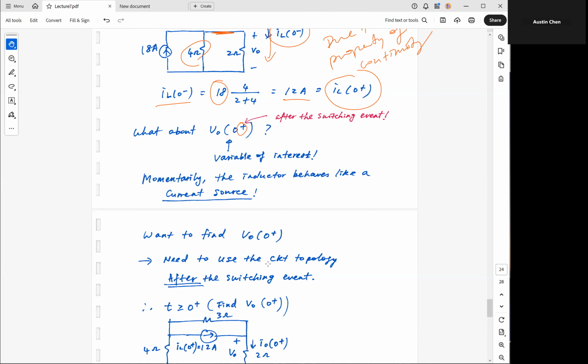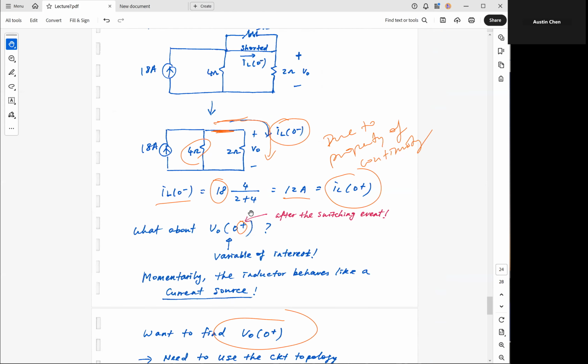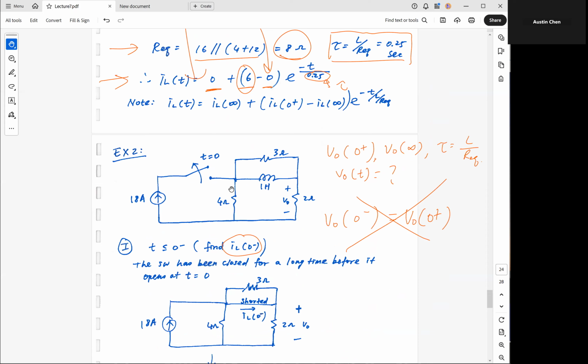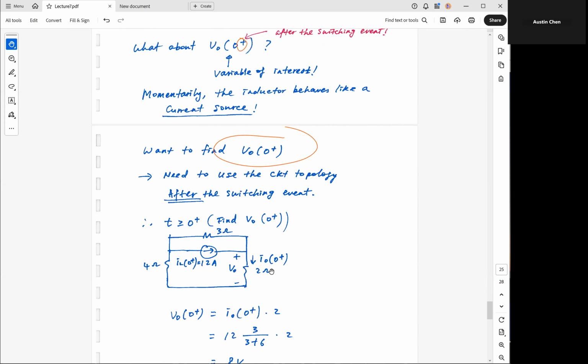Again, the goal is still to find V0 at 0 plus. So we're going to use the topology after the switching event. After the switching event, remember this switch is lifted up, so we only see this part of the circuit. I'm going to copy this over, copy and paste like this, and put it here.